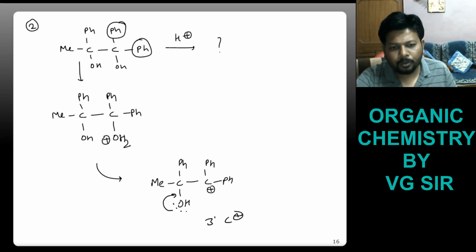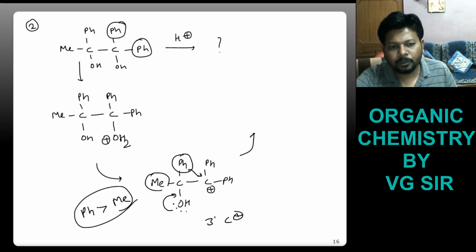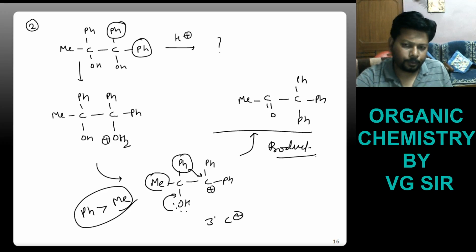Okay. Now the lone pair will come over here. Now we have two groups, methyl and phenyl, and as we know, phenyl has more migratory aptitude than methyl. So phenyl will go over here. So this will be the product. Is that clear? So these are a few things about the pinacol pinacolone rearrangement, and we will soon be having the second part of this reaction. Thank you.